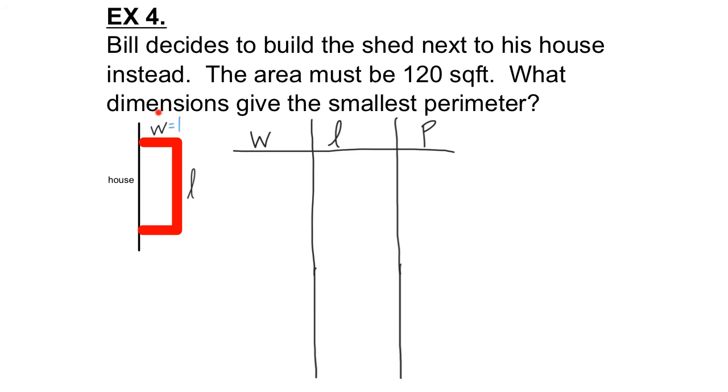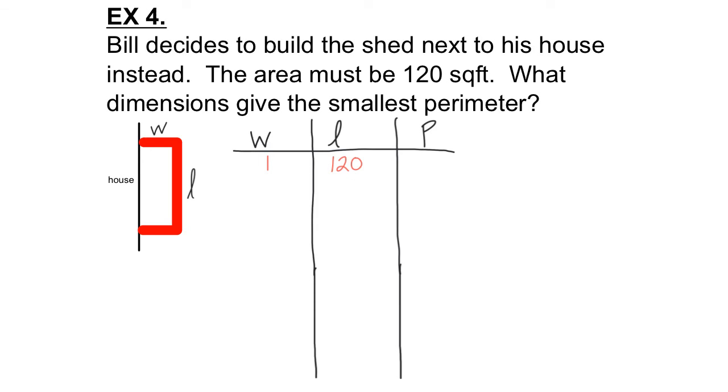So let's just start building our list here. Let's say the width is 1 foot. If the width was 1 foot and the area has to be 120 square feet, what would the length have to be? Remember, width times length has to be the area, so 1 times something gives us 120. So what is the length? Well, it's 120. So we have one possibility in our table. Width is 1 foot, length is 120 feet. That gives us an area of 120 square feet.